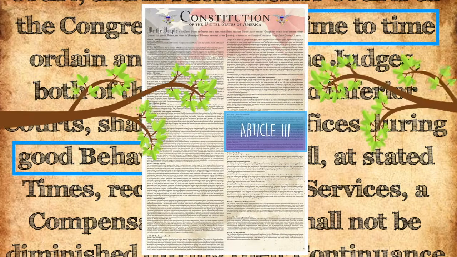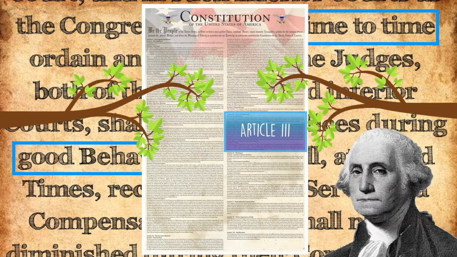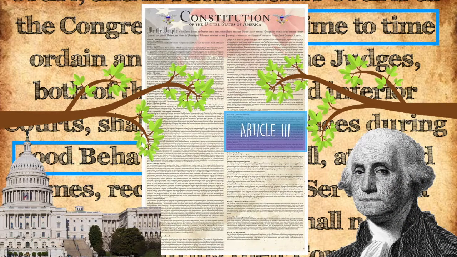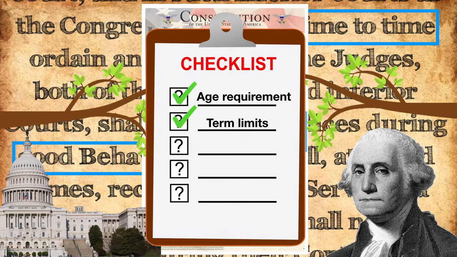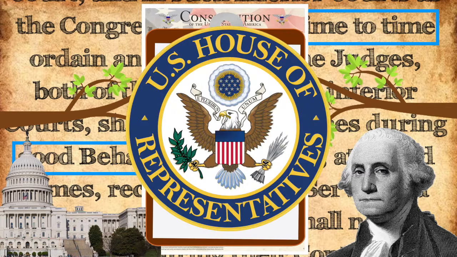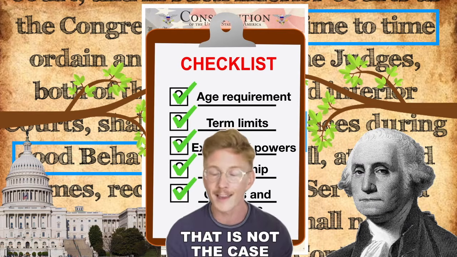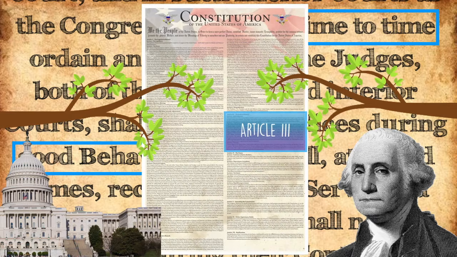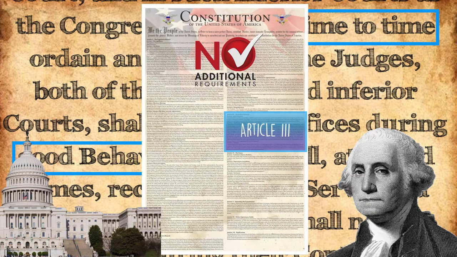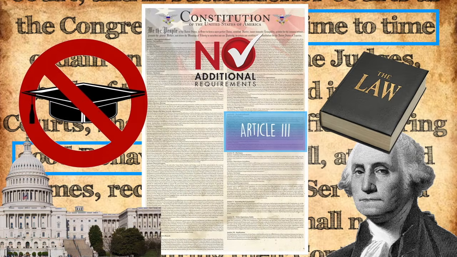Unlike Article 1 and 2, which have lots of information, rules, and requirements for our president, the executive branch, and our lawmakers, the legislative branch. You might have had to study and remember all the requirements for the members of the House of Representatives and the Senate and the president and how old they need to be in order to be in these positions, but that is not the case for the Supreme Court. The Constitution has no requirements for a Supreme Court justice, not even in education, not even any experience in the law or the court systems.